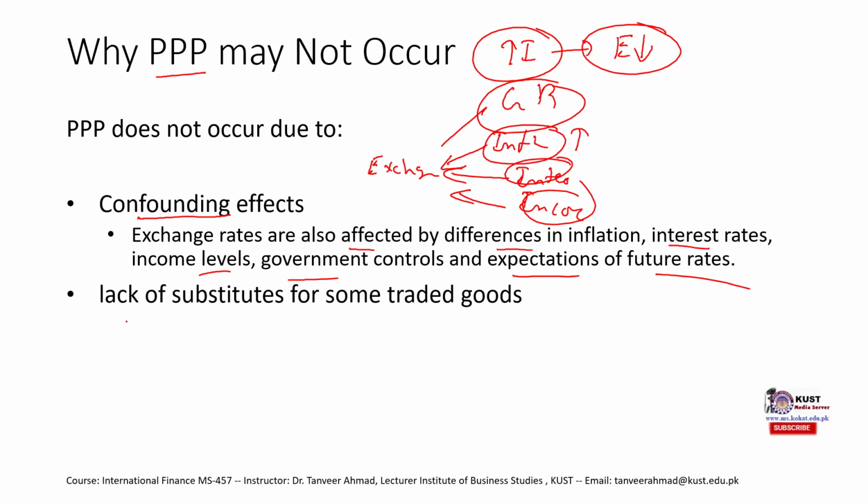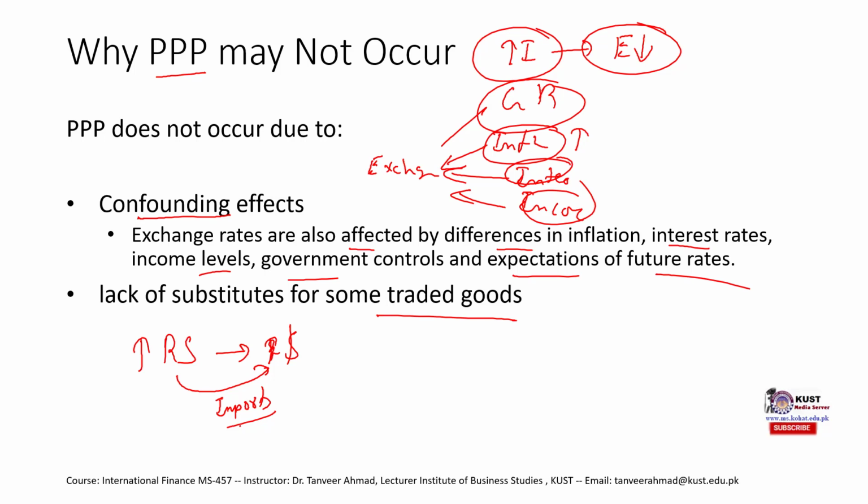The second reason for purchasing power parity not to hold is the lack of substitutes for traded goods. For this, we would have to go back to the rationale for this purchasing power parity. Remember, we said if Pakistani rupees had higher inflation as compared to the US, what would happen then? What was the reason that I explained? I said that Pakistani citizens would start buying products from the US, right?